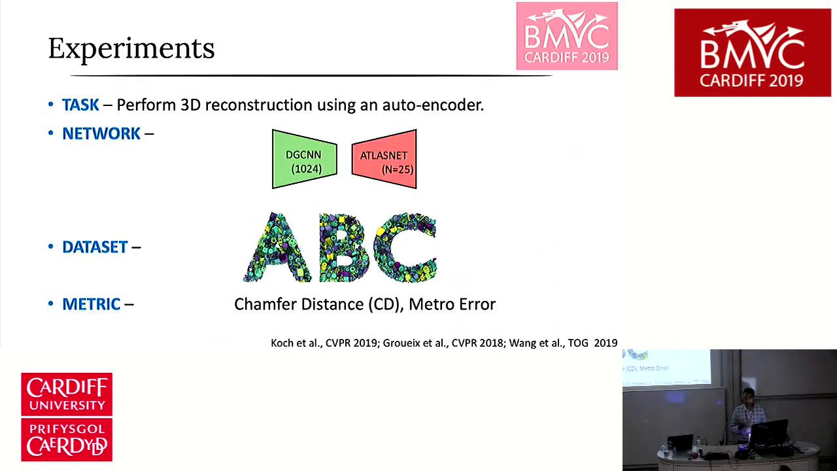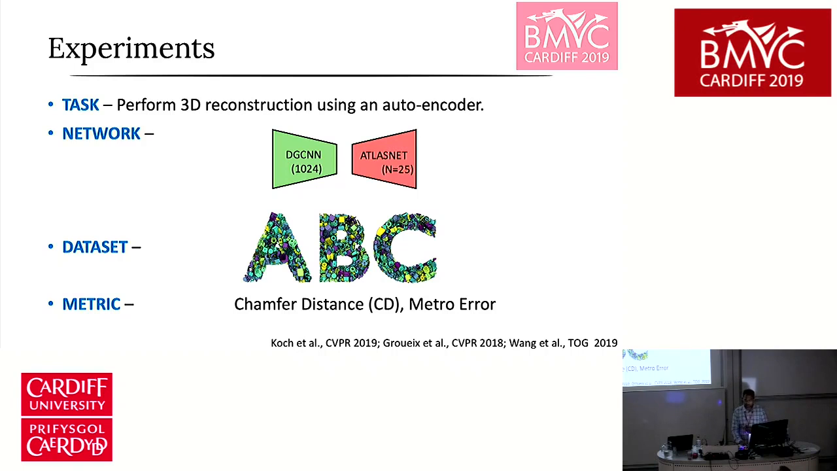Now, although quadric loss can be used for many reconstruction tasks, we test it on the task of 3D reconstruction using an autoencoder architecture and analyze the reconstruction quality. Specifically, we use the encoder from the dynamic graph CNN paper and the decoder from AtlasNet. For datasets, we randomly sampled 8,000 models from the ABC dataset, which was released this year in CVPR, which contains mechanical parts with sharp edges and corners.